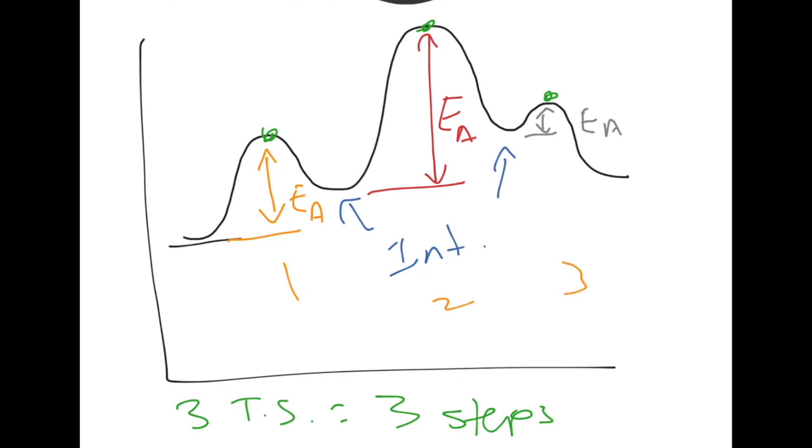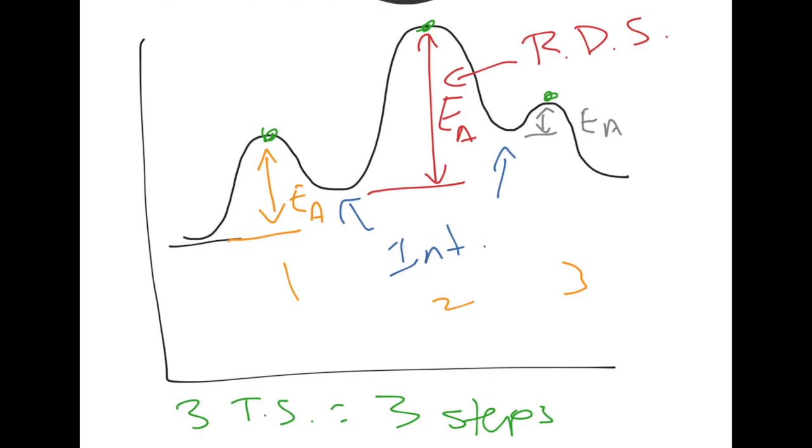Which step is the rate determining step? Which one is the slowest step? 2. So this is our rate determining step. It's pretty clear, right? You could say that the third step is the fastest of the 3 steps, because it has the lowest activation energy. Then the first step, and then the second step is the slowest, because it's pretty clear that those activation energies are different.